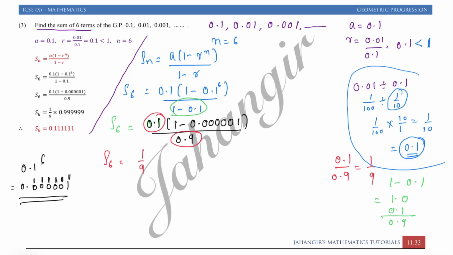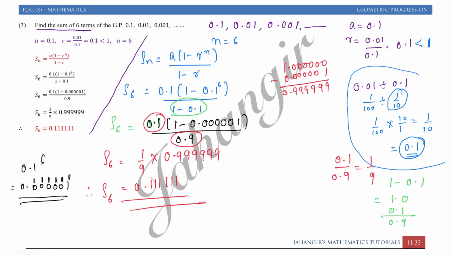So I can write 1 by 9 into, let us subtract, 1.000000 minus 0.000001. So you will get 0.999999, 6 decimal places. Hope you know how to subtract this. So therefore S6 is equal to 0.111111. This is the final answer. If you convert into fractions, it will become difficult for you to solve. Better you just solve it in decimal format only.